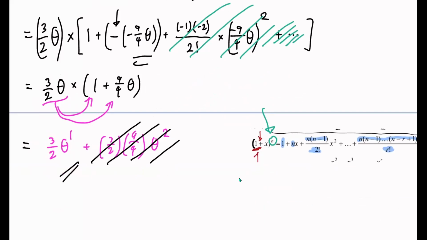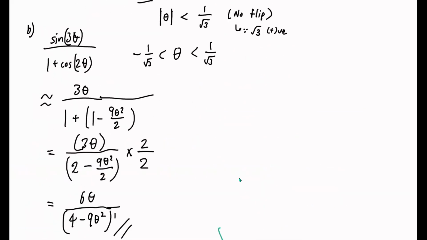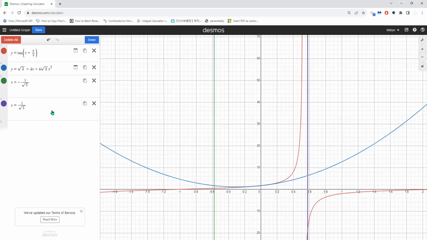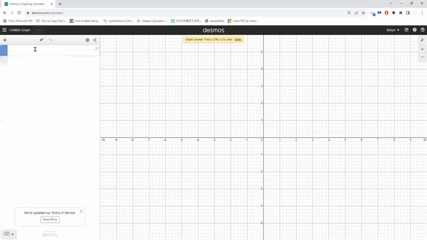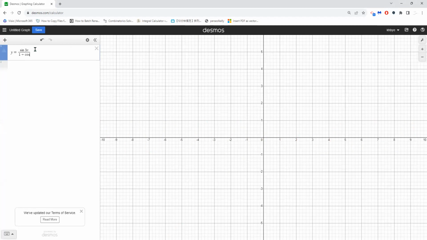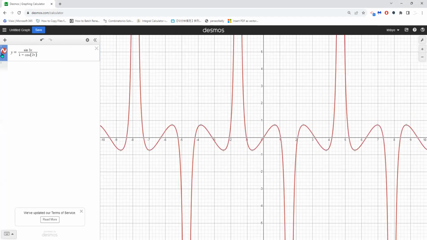Right, so that means 3/2 theta can approximate your answer for sine 3 theta over 1 plus cos 2 theta. Good. Now, let's just draw a graph again. You must really see the graph because that is how this approximation idea works. Let me just draw it again. So this is y equals sine 3x divided by 1 plus cosine of 2x. That's the actual graph.